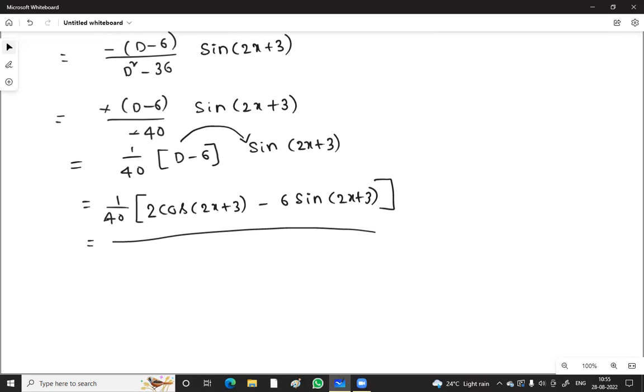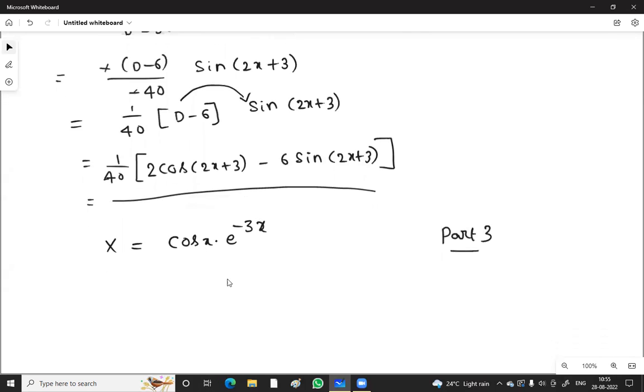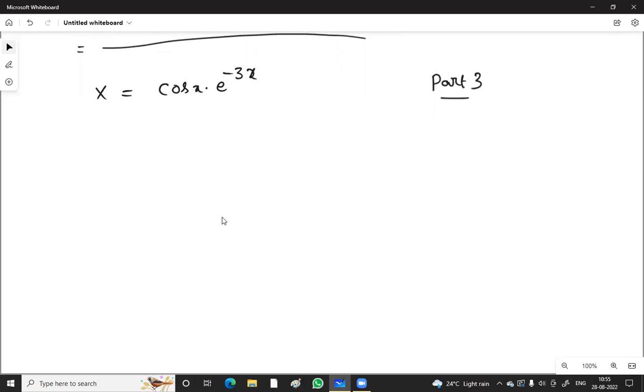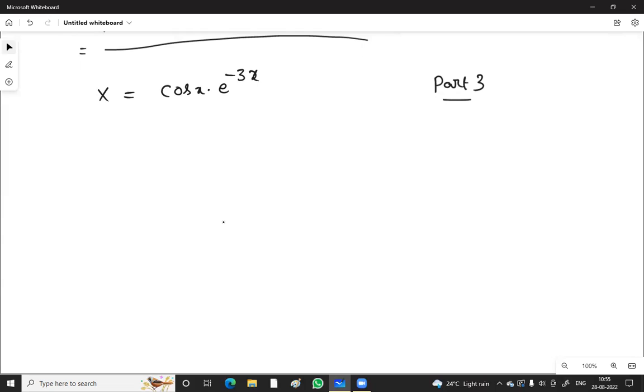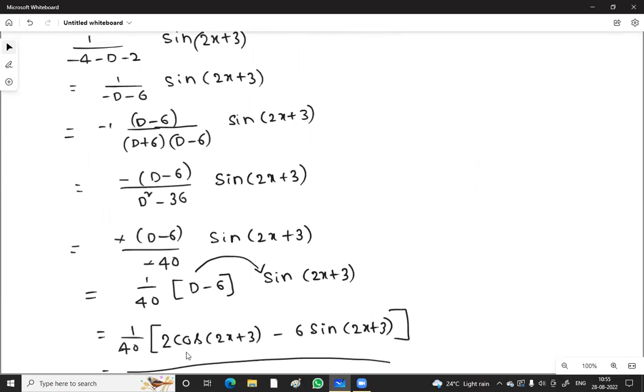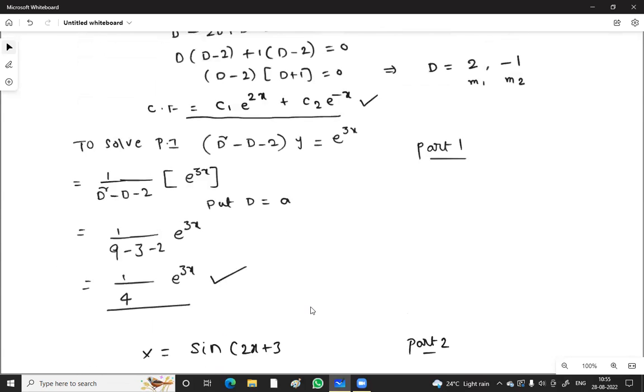So now part 3. What is part 3? Your input is cos x into e to the power minus 3x. This is like case 4, I think. So in that case, what we need to do, how to solve this thing? So 1 over f of d, 1 over d square minus d minus 1. Sorry, 1 over d square minus d minus 2. Hope we have taken here also, yeah, minus 2 only.